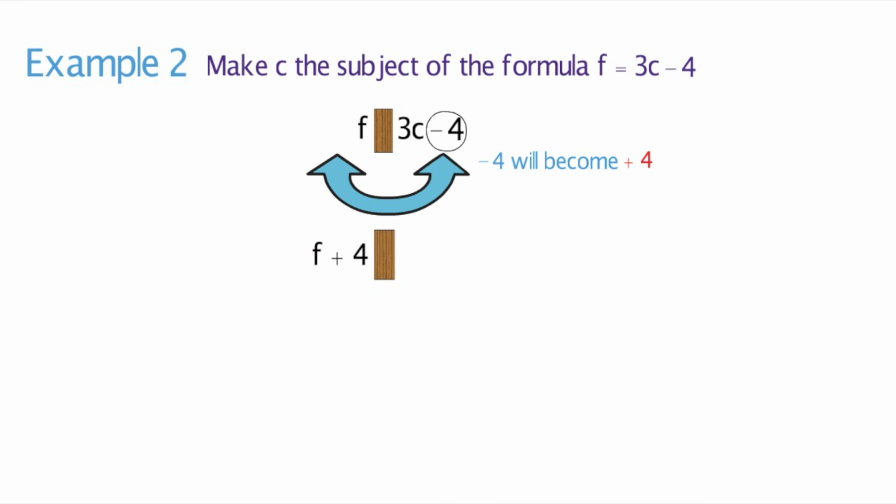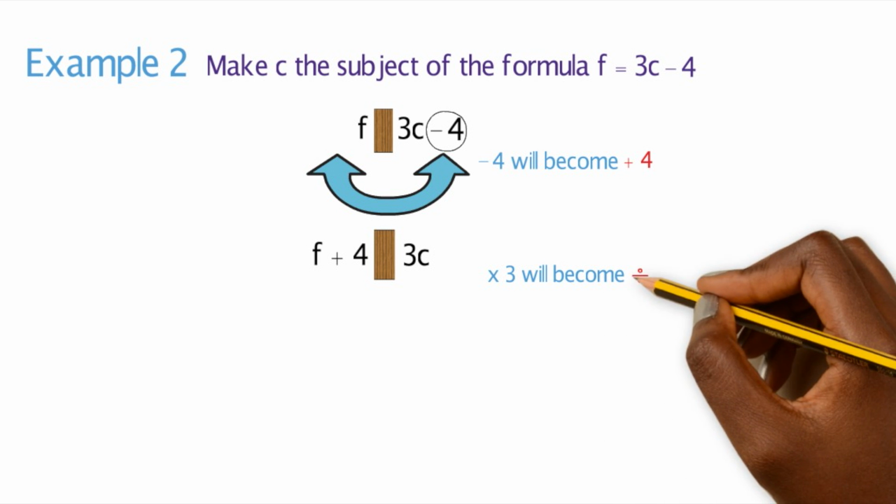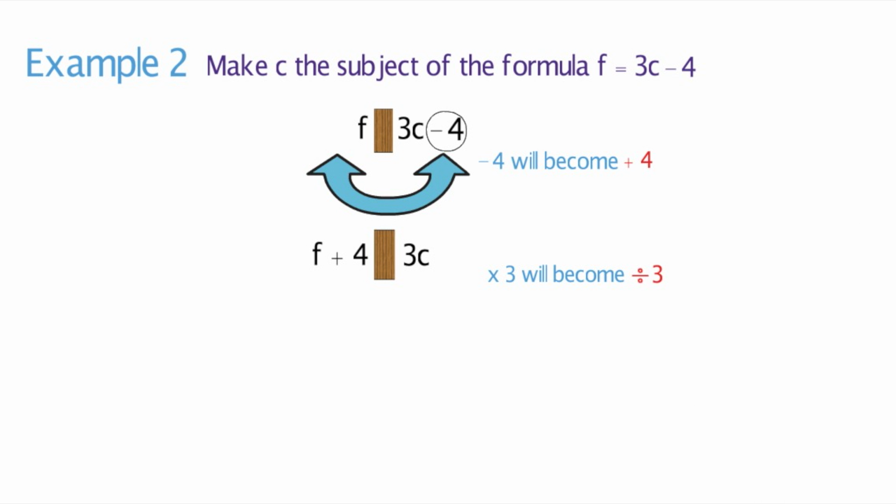So now you've got f plus 4, the fence, and now you're left with 3c. So again, it's times by 3. So if you move it over, it's going to end up becoming divide by 3. And again, fraction format is the same as division. So you'd write it as f plus 4 over 3 is equal to c. Because now we've only got c on the other side, which is the subject that we're trying to make. So that's it. So that's going to be your final answer.